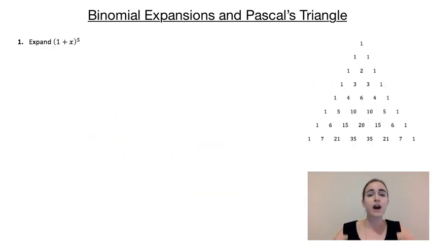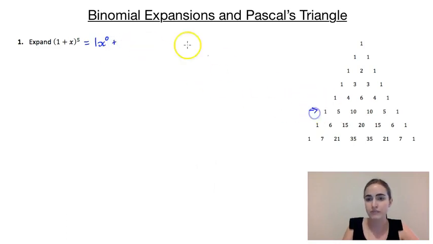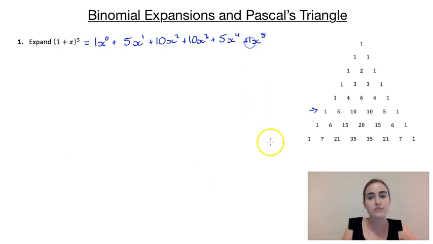So our first example asks us to expand (1 plus x) to the power of 5. So looking at my fifth row, we've got 1, 5, 10, 10, 5, 1 as our coefficients. And we know that we're going to increase the powers of x each time. So expanding that, I'm going to have 1x to the power of 0 plus, what was the next one? Here. So we'd have 5x to the power of 1 plus 10x squared plus 10x cubed plus 5x to the power of 4 plus x to the power of 5, or 1x to the power of 5.